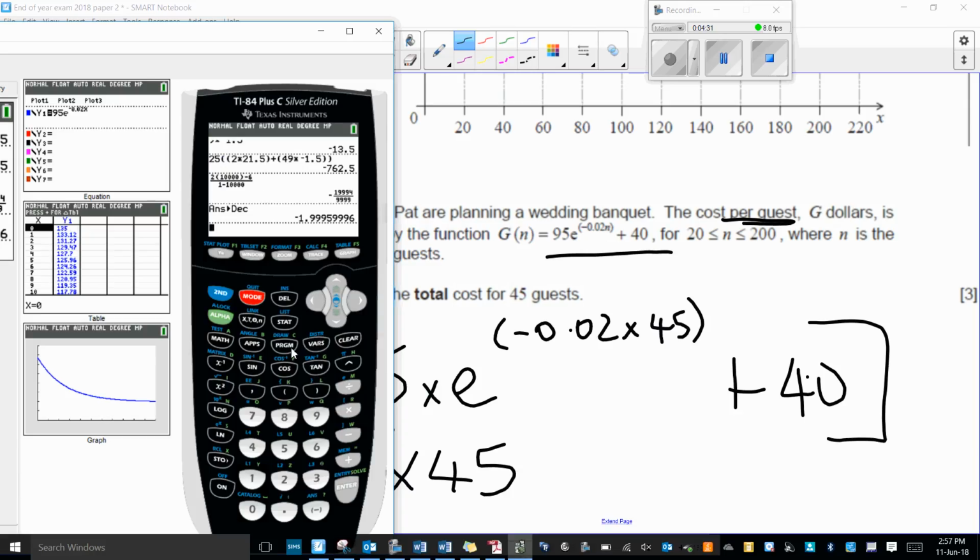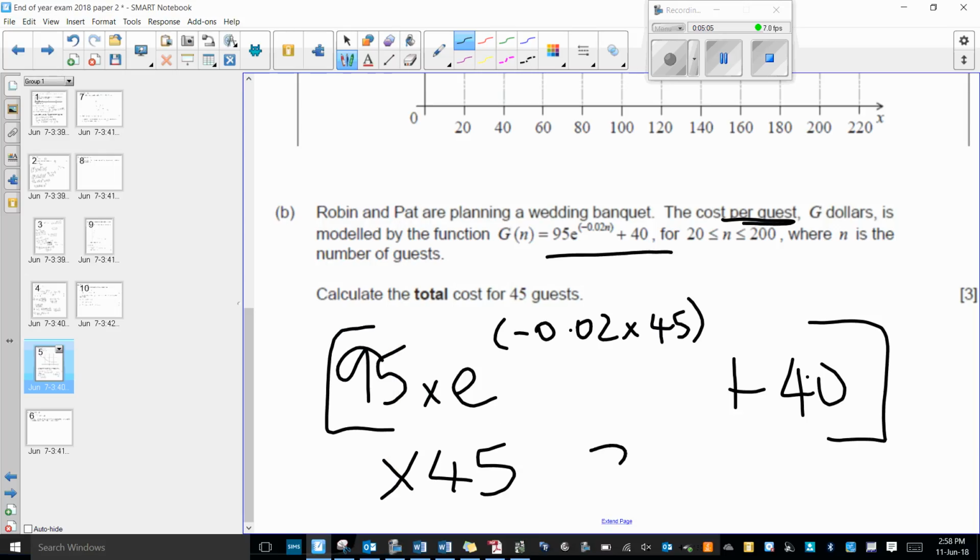So 95 multiplied by e to the negative 0.02 multiplied by 45, close bracket, plus 40 equals, if you want to write that as a mid step, and then multiply by 45, gives 35380. Next question.